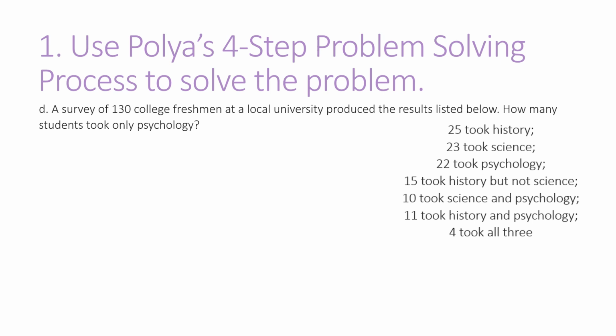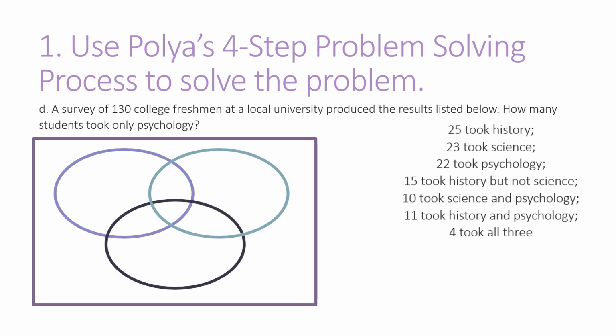All right, so we've got a lot of information over here. I'm going to switch to a laser pointer. I did not mean to pull up that Venn diagram, but we'll talk about that in a minute. So right now I'm just looking at the information they gave me. 25 students took history, 23 took science, 22 took psychology. 15 took history but not science, 10 took science and psychology, 11 took history and psychology, and 4 took all 3.